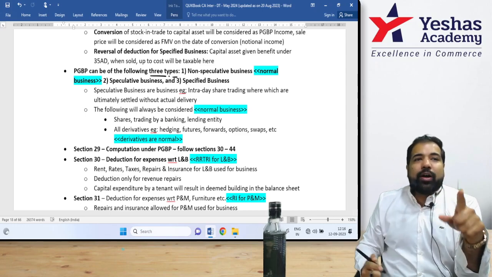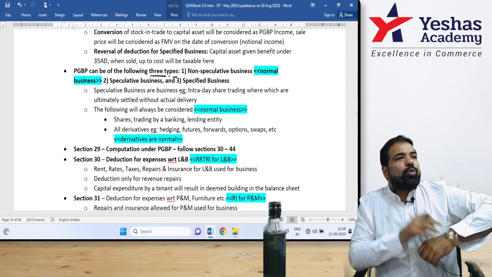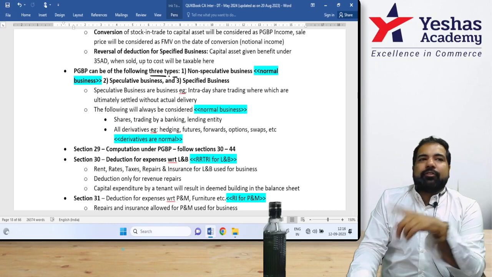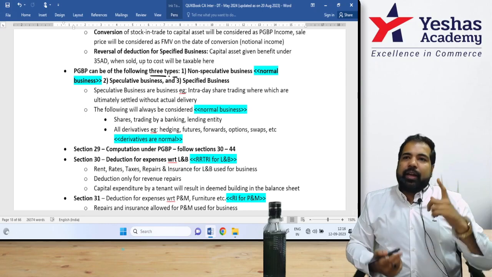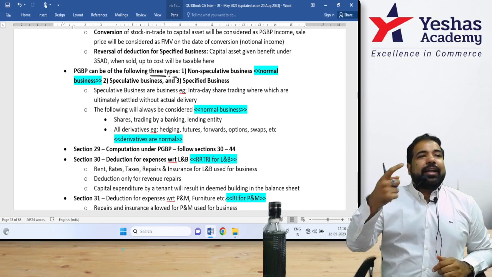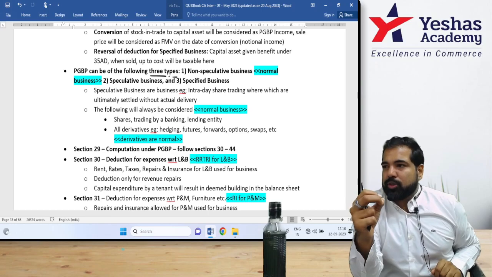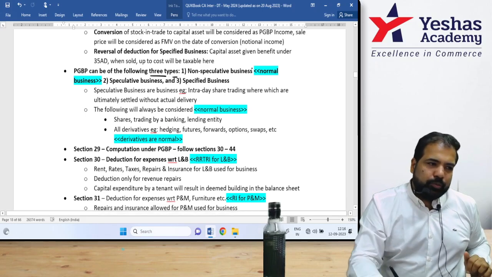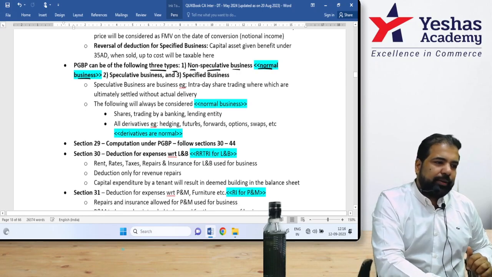Specified business means you are special. Example, that 100-bed hospital. Guys, now there are two exceptions. Guys, remember, bankers and derivatives are normal. That means when bankers do intraday trading, it will go into normal business, and derivative transactions. Can you give me an example of derivatives, guys? Futures, options, forwards. Those will always be considered as normal business. But there's nothing called normal. It's called non-speculative business. All right.